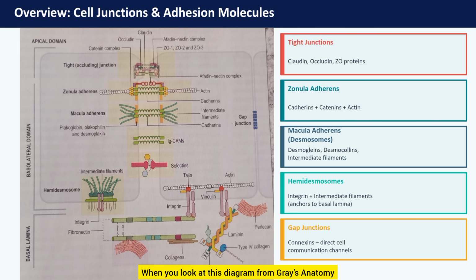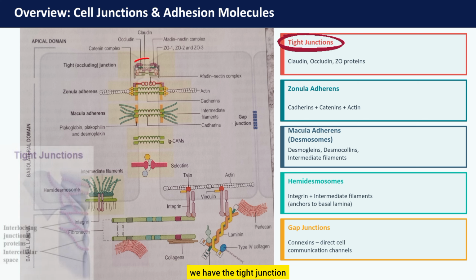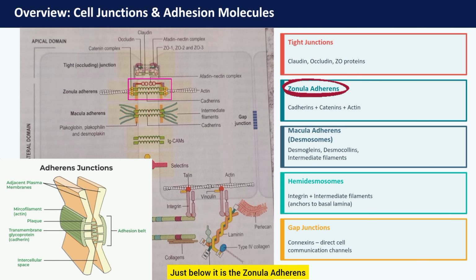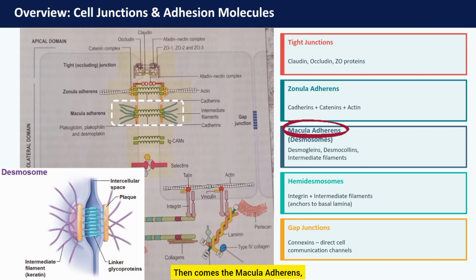When you look at this diagram from Gray's Anatomy, you can see a typical epithelial cell, and on its lateral borders, you'll notice a series of junctions stacked from top to bottom. At the very top, near the apical domain, we have the tight junction, also called the occluding junction. This is the seal of the cell. Just below it is the zonula adherens, a belt-like junction that wraps all the way around the cell. Then comes the macula adherens, also called the desmosome, like a spot weld between two cells.